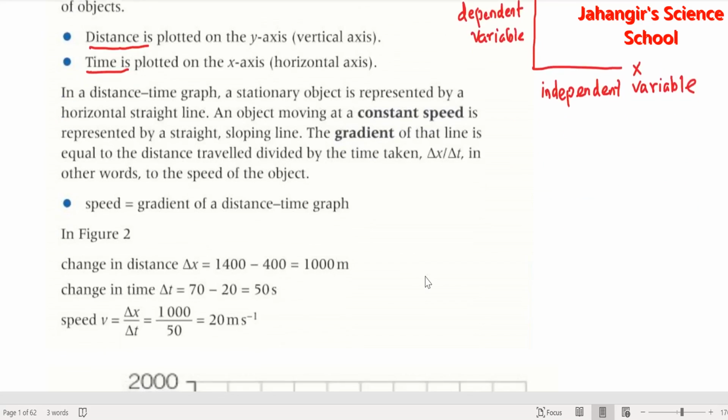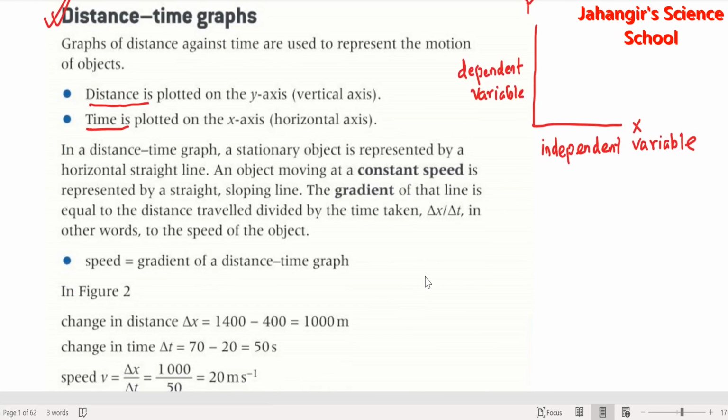In a distance time graph, a stationary object is represented by a horizontal line. So if the distance time graph has a horizontal line, it means distance does not change with time. So the horizontal line represents that the object is at rest or stationary.